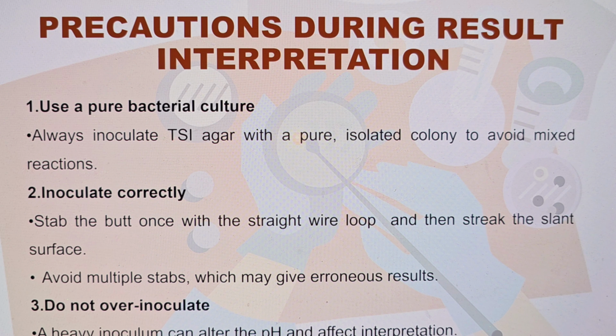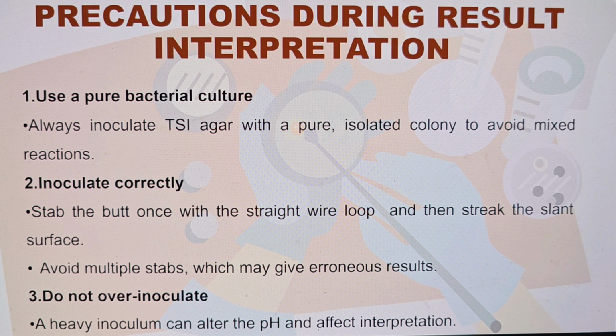Let us discuss some precautions during result interpretation. So first, use a pure bacterial culture. Always inoculate TSI agar with a pure isolated colony to avoid mixed reactions. Second, inoculate correctly. Stab the butt once with the straight wire loop and then streak the slant surface. Avoid multiple stabs, which may give erroneous results.